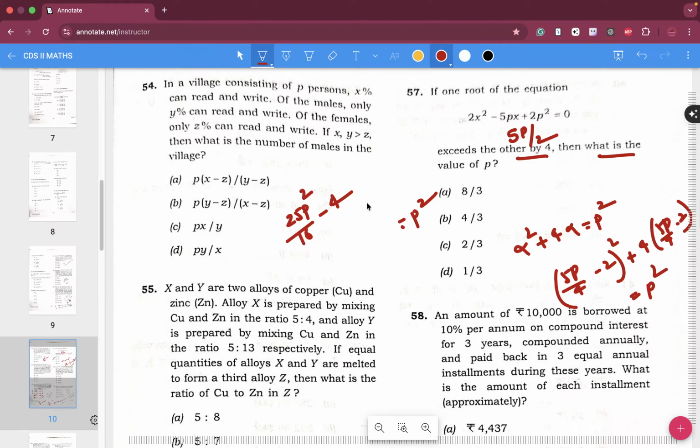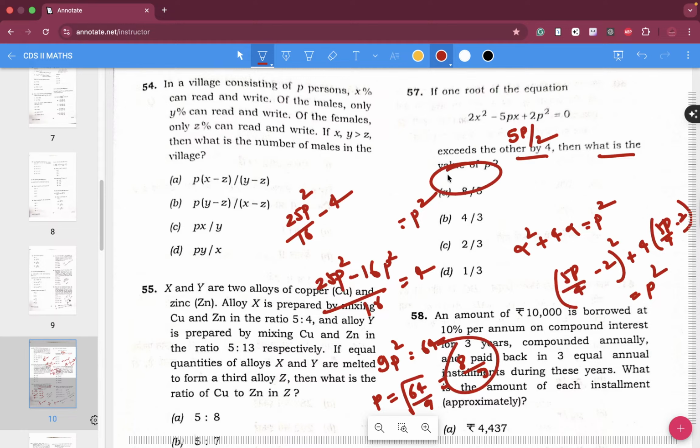Now if I have to solve for this, over here it is going to be 25p square minus 16p square by 16 is equal to 4. Which means 9p square is equal to 64, which means p is equal to root of 64 by 9, which means 8 by 3. You have only one answer, which is A, the correct answer.